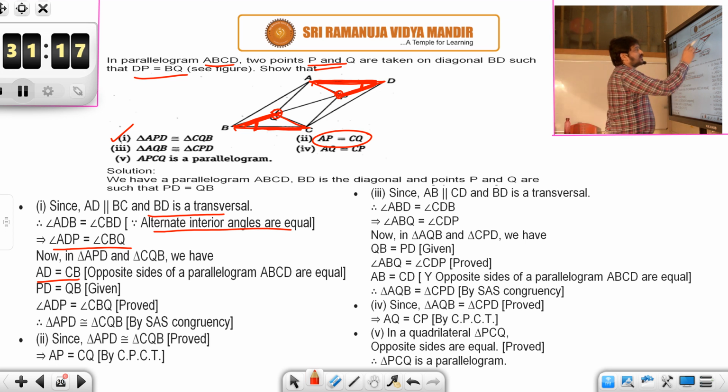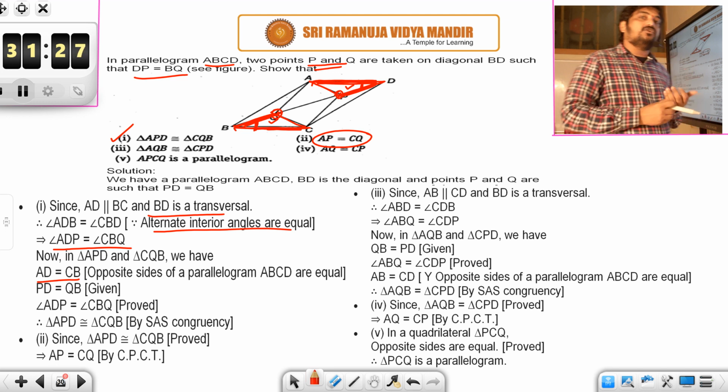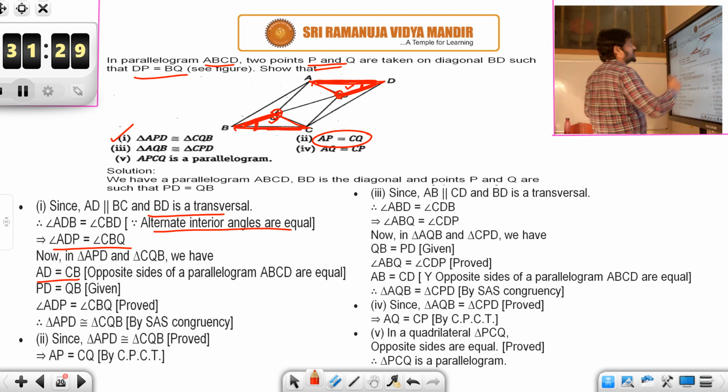Students, first of all, what is AP? We have already proved in first part that these two triangles are congruent. So now apply CPCT, converse property of congruent triangles. So the corresponding sides opposite to equal angles in both the triangles will be equal. So the side opposite to this angle ADP will be AP, and here the side opposite to angle QBC will be CQ. So hence you could say that AP is equal to CQ, both these triangles being congruent. So second part also is done.